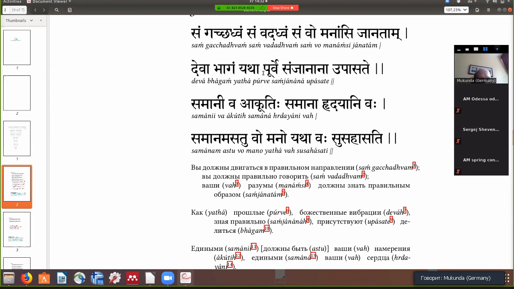Then in the same way in which the divine vibrations, devaha, which belonged to the old time, purve, where, let us say, sitting close together, maybe upasate. So you have the verbal prefix upa, and then you have the root as, which means to sit, and ate is the ending. They were sitting together.